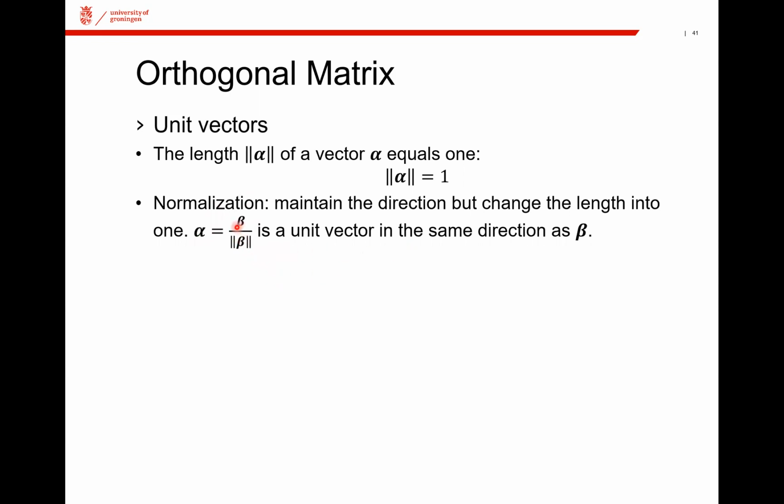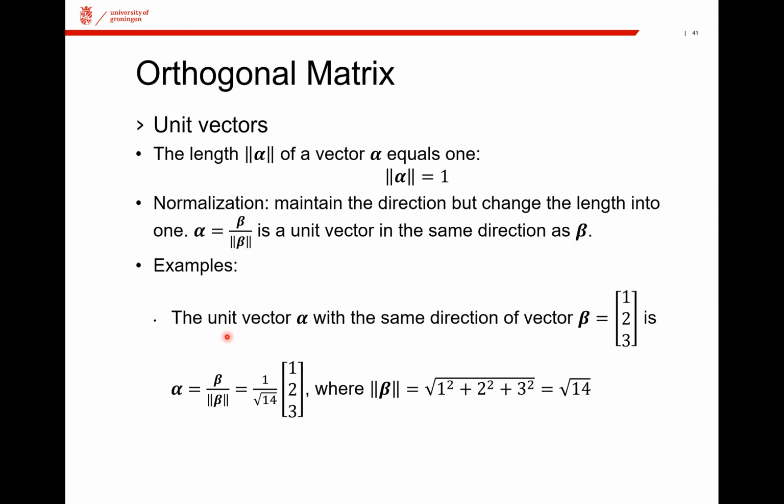Basically, just the vector beta divided by the length of itself, and the alpha here will be the unit vector. For example, the unit vector with the same direction as the vector beta is here. Basically, apply this formula again. So in the last slide, we know that the length of the vector 1, 2, 3 will be square root of 14. So alpha will be this vector.